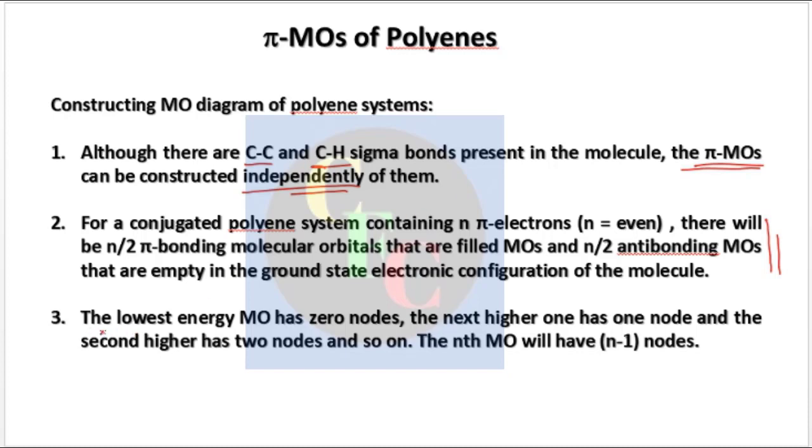And the third point: the lowest molecular orbital has 0 nodes and the next higher will have 1 node, and so on. We already studied this when we studied the one-dimensional box, that the lowest wave will have no nodes and each next higher one will have one more node. The general formula is n minus 1. So as n increases, the number of nodes also increases.